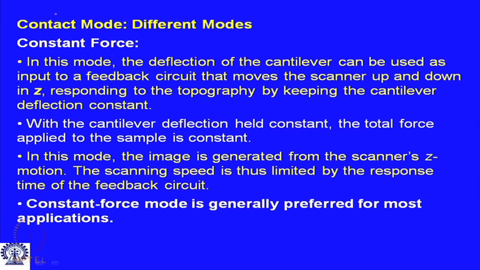Typically, there are two modes of contact mode AFM scanning. One is the constant force mode, which we have already discussed. In this mode, the deflection of the cantilever is used as input to a feedback circuit that moves the scanner up and down in Z, responding to the topography by keeping the cantilever deflection constant. I guess you now understand what it means. With the cantilever deflection held constant, the total force applied to the sample also is constant. In this mode, the image is generated from the scanner's Z motion.